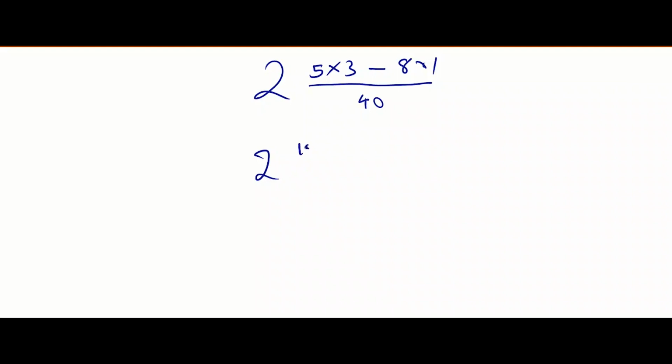Then 5 times 3, 15. Subtract 8 times 1, that is 8. Everything over 40. So this will give us 2 whole number, then 7 out of 40. So let's go to the second method.